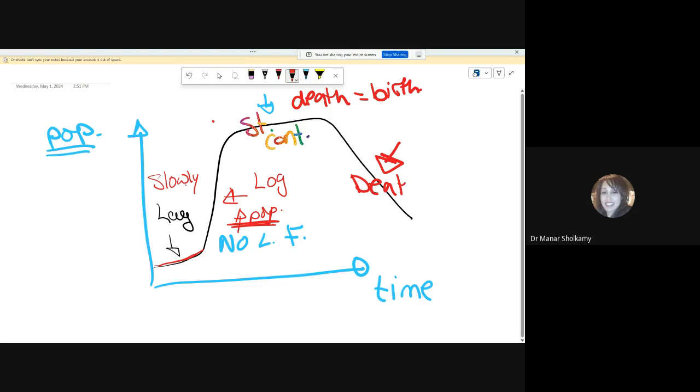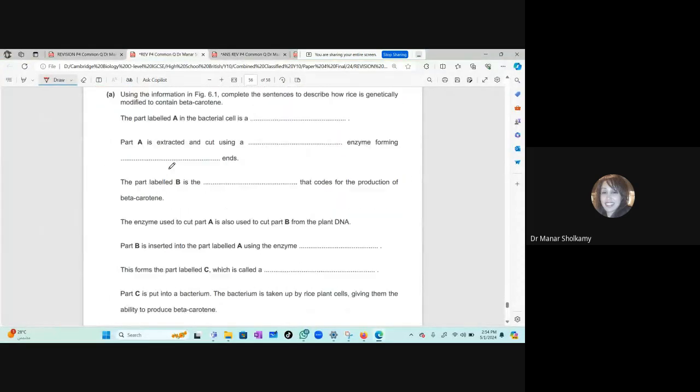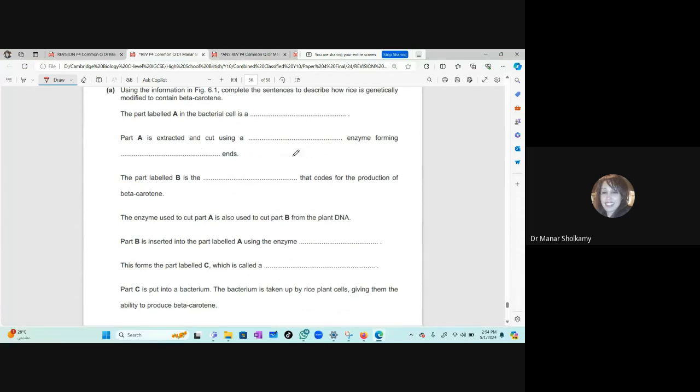I now have lots of limiting factors that will limit their growth. What are the limiting factors? Lack of food, high pH levels, accumulation of waste products. It became very acidic, lack of oxygen, lack of food, lack of space, lack of mating, lack of whatever. This is a very easy graph and it's very common. Okay, very good. Now, we revised a lot of things and we did not even answer the question.